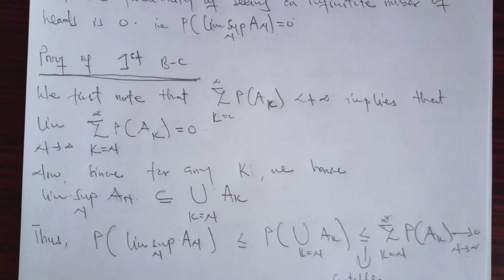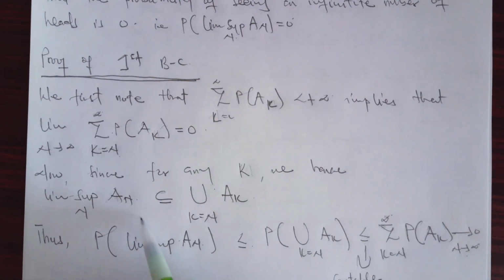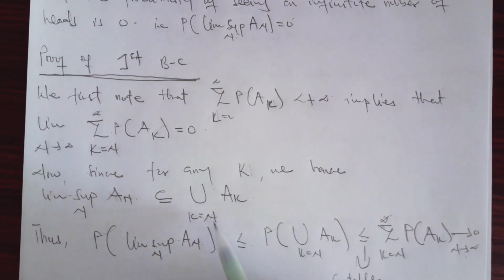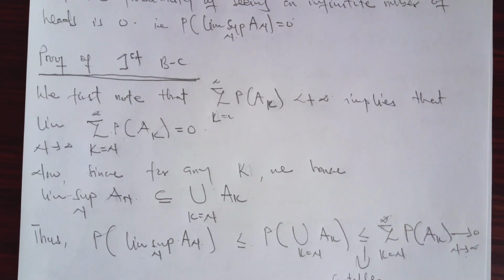We first note that when the sum from k from 1 to infinity is finite, it implies that if you take the limit as n goes to infinity of the sum for k running from n to infinity of the probability of Ak, it is equal to 0. Now, for any n we have that the lim sup of An is a subset of the countable union from k from n to infinity of Ak. Remember that the lim sup is always a subset of the countable union because we take the intersection of the countable unions. If we intersect the countable unions, it should be a subset of the countable union. So this is always true.